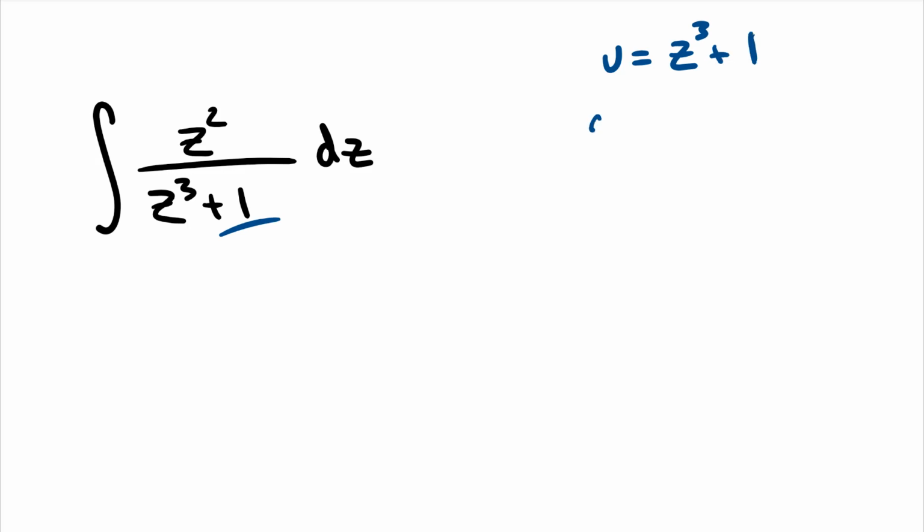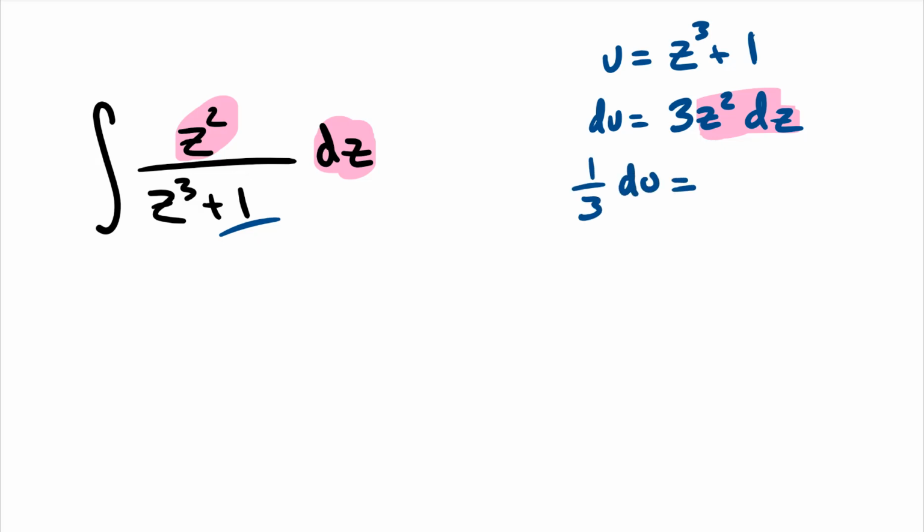Now we'll take our derivative on u, and we're going to get 3z squared dz. Cool. What we're looking for here is z squared dz. That's right here. So we need to take that 3 and divide it over. So we have 1/3 du is equal to z squared dz. Now we have a match, so we can replace.